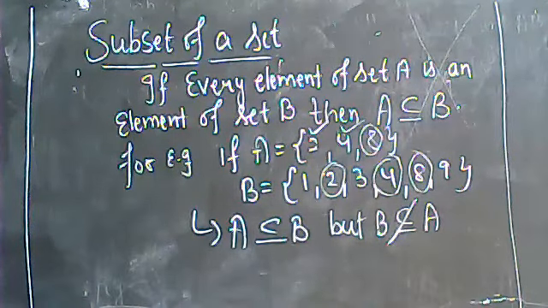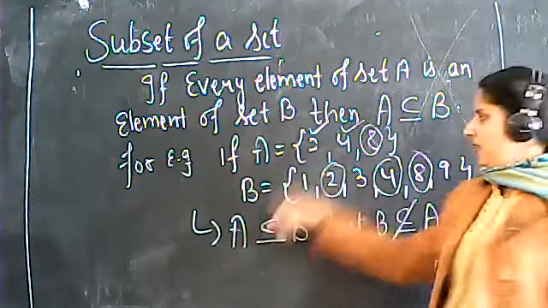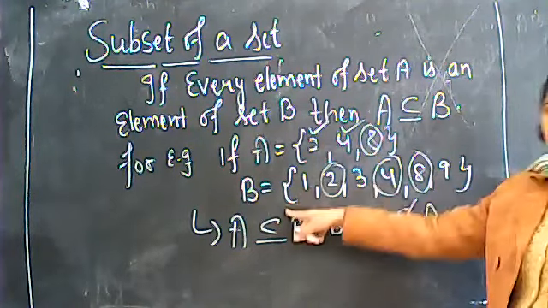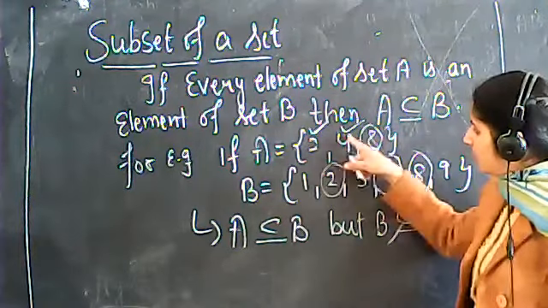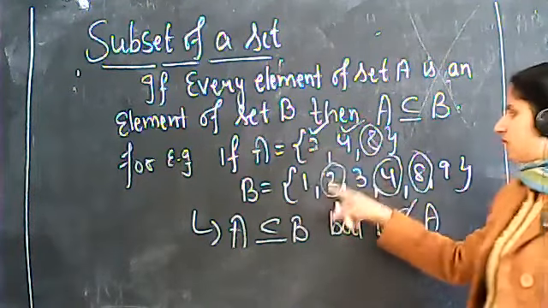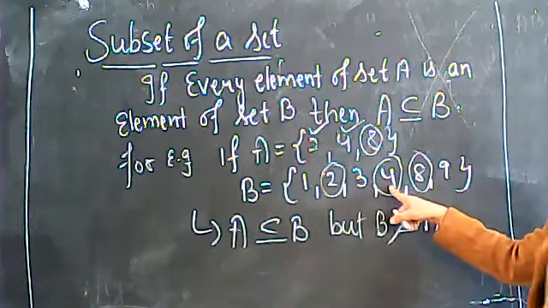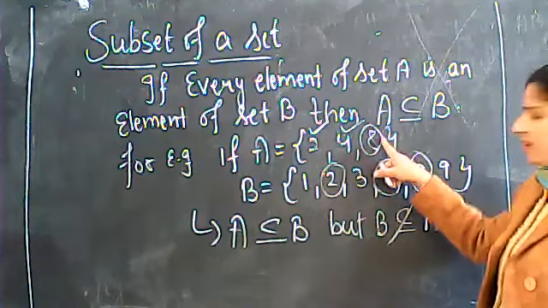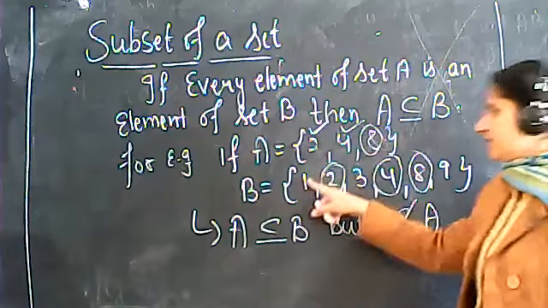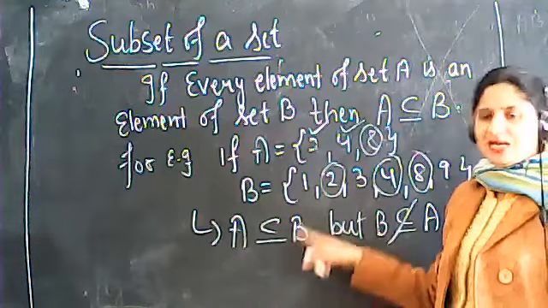Ma'am, please explain the example once again. Beta, I have taken this example. A and B are 2 sets. In A we have the elements 2, 4, 8 and these are the elements of set B. Now every element of A is also present in B. For example, A consists of element 2. 2 is also available in B. The next element is 4. 4 is also available in B. And the last element of set A is 8. 8 is also available in B. So every element of set A is present in set B. That's why we can say A is a subset of B. Is it clear now?